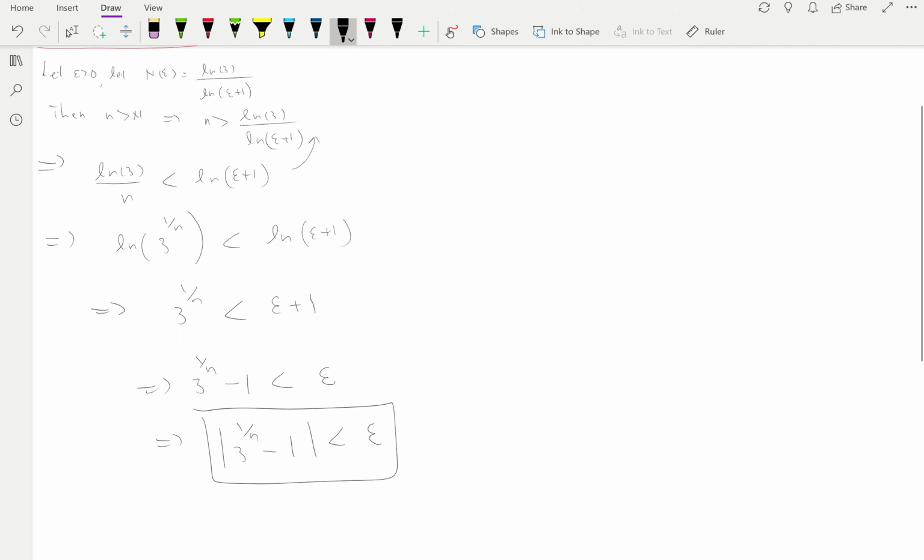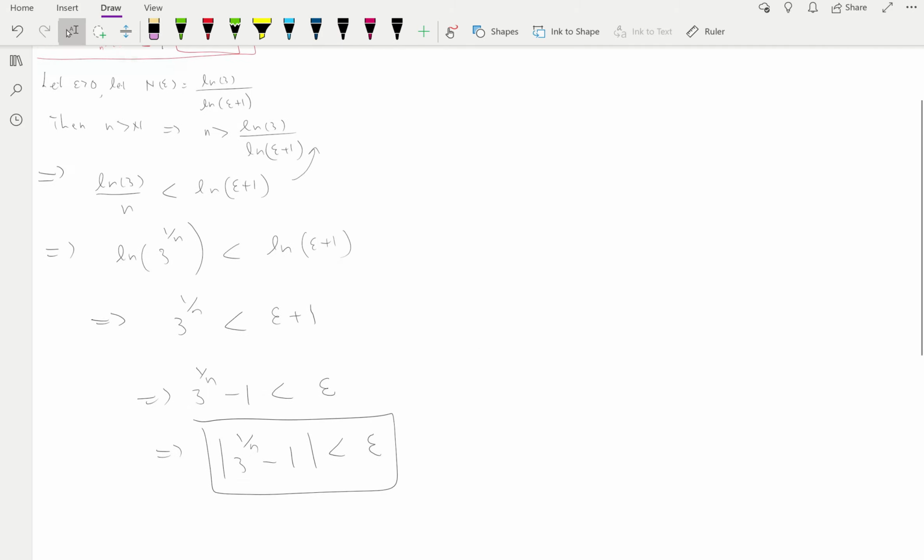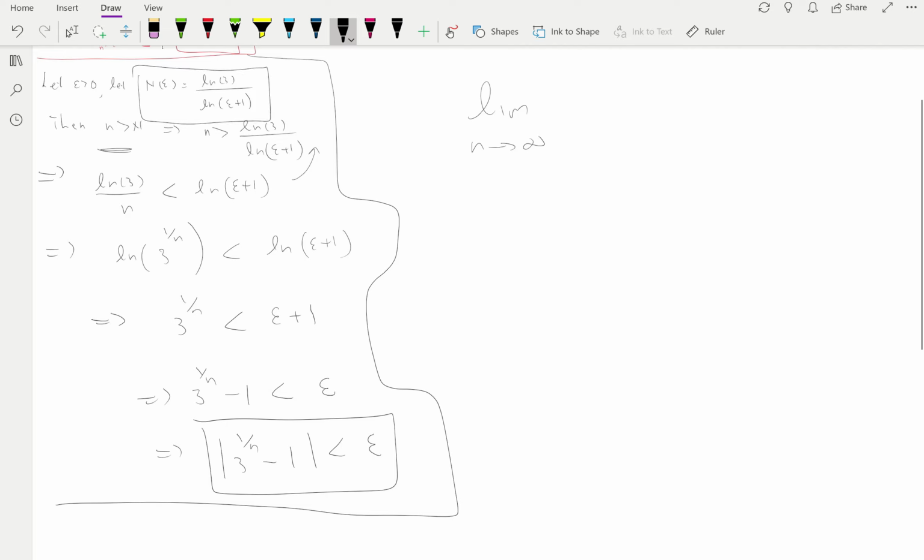All right, so it perfectly matches our definition and it works. So hence this proves the limit. If we have n following this relationship, it guarantees this expression. So that means the limit of 3 to the power 1 over n is actually 1. All right, so we proved that.